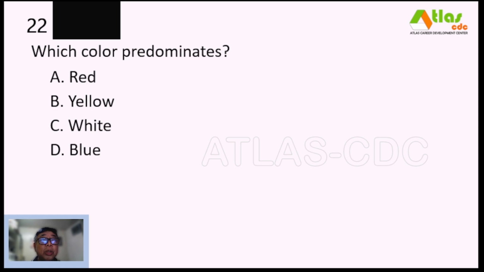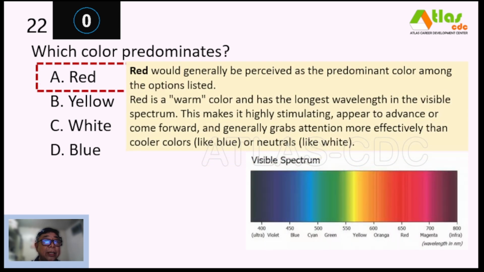And 22, which color predominates? A, red; B, yellow; C, white; and D, blue. And our correct answer is letter A, red. So red would generally be perceived as the predominant color among these choices. Red is a warm color and has the longest wavelength in the visible spectrum. This makes it highly stimulating, appear to advance or come forward, and generally grabs attention more effectively than cooler colors like blue or neutrals like white.